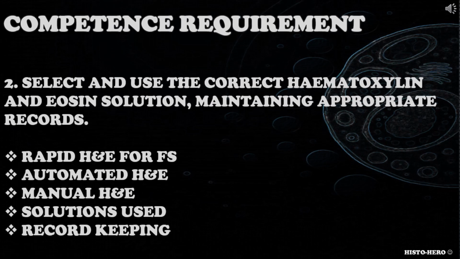The second competence requirement is for you to select and use the correct haematoxylin and eosin solution, maintaining appropriate records. What haematoxylin and eosin solutions do you use in your lab? Which H&E staining methods do you use them for, and why? How do you maintain appropriate record documentation for H&E staining? Consider rapid H&E staining for FS, routine automated H&E staining, manual H&E staining, solutions that are used for each method, record keeping.